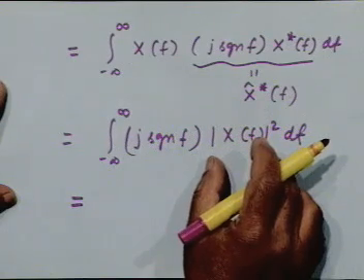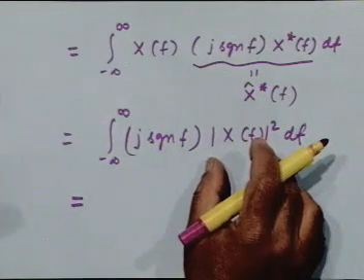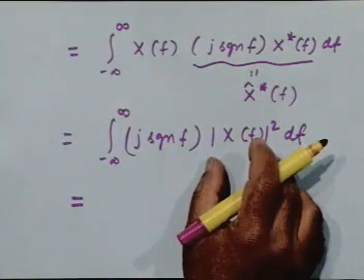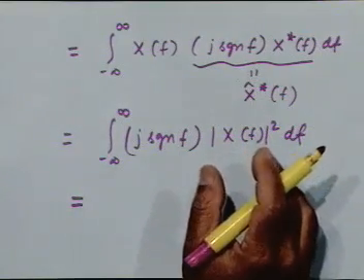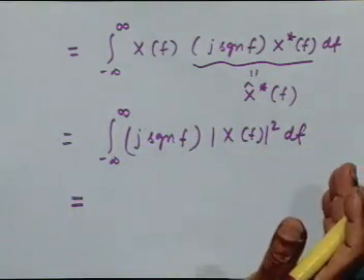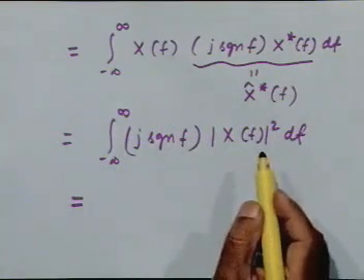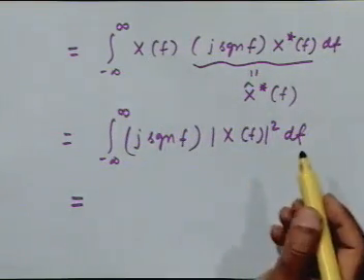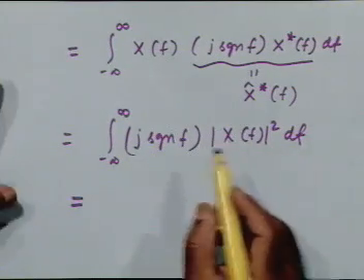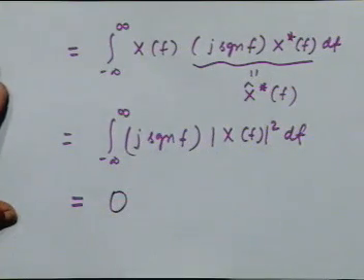|X(f)| squared for a real signal is an even function, right? The magnitude squared function or magnitude spectrum is an even symmetric function. Signum f is an odd symmetric function. The product would be an odd symmetric function, right? And therefore the value of this integral is 0, which proves our result.